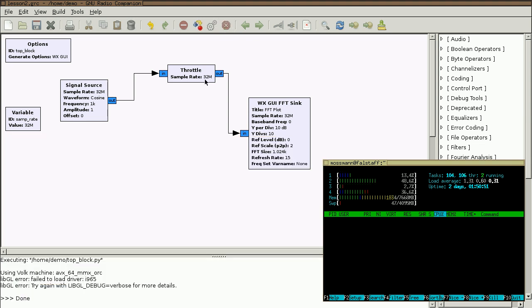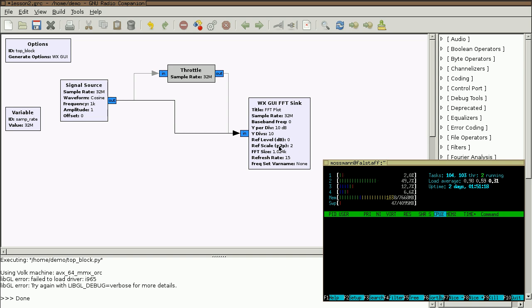How many samples per second are processed by the flow graph, and how many samples per second are processed by your CPU. So if we disable that and connect these two directly together, this flow graph is no longer rate limited. This signal source produces samples as fast as it possibly can, and this FFT sink analyzes samples as fast as it possibly can.